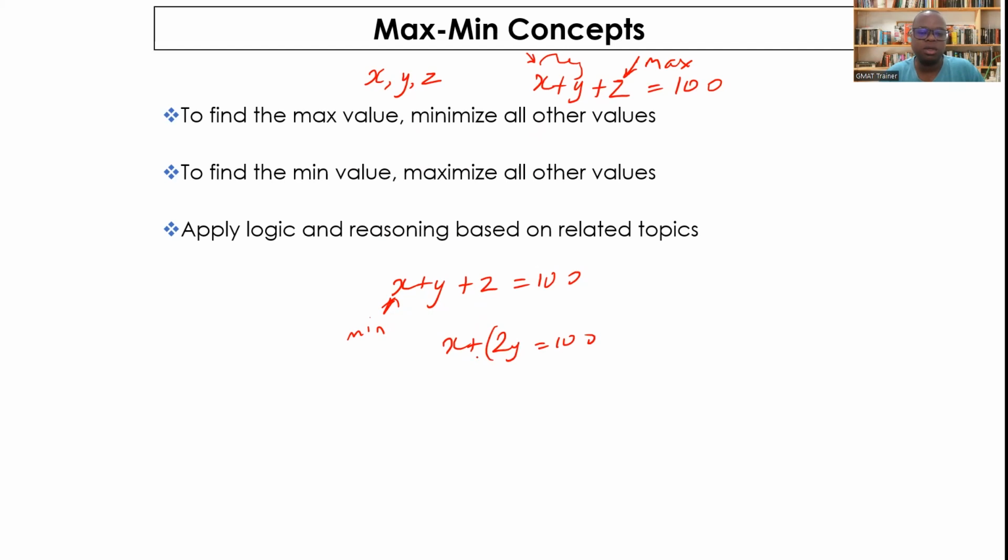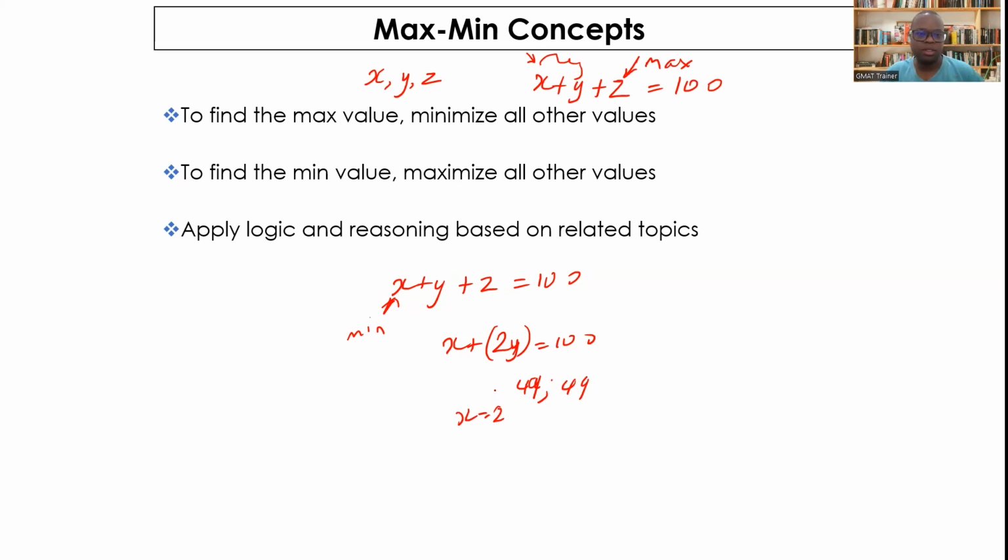If they are integers, then X could be 2, because 2Y has to be an even number. If X is 2, then 2Y is 98, which means Y and Z could be 49 each. So X can be equal to 2, that is, if at all they're integers.